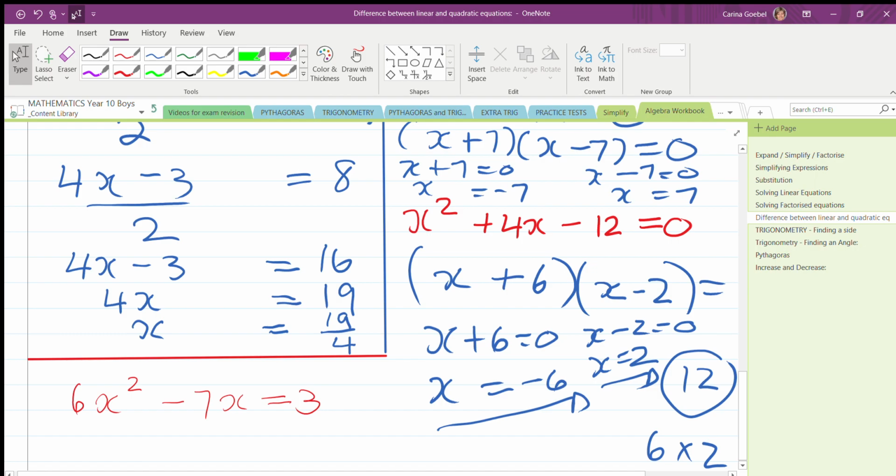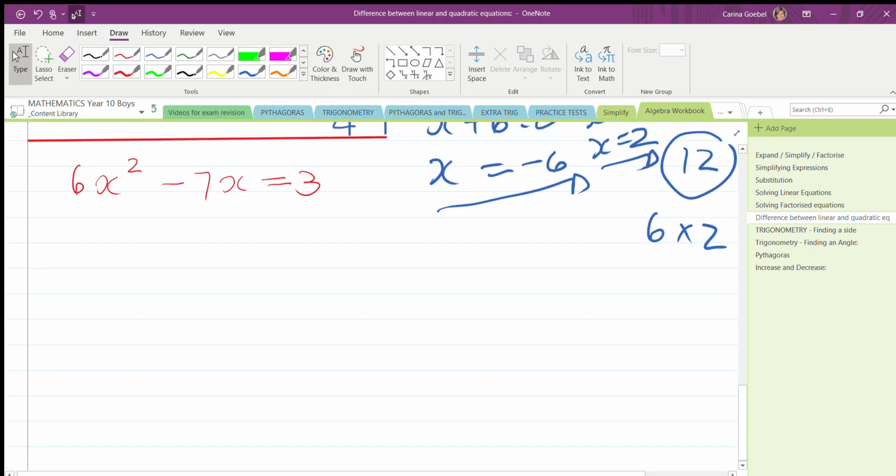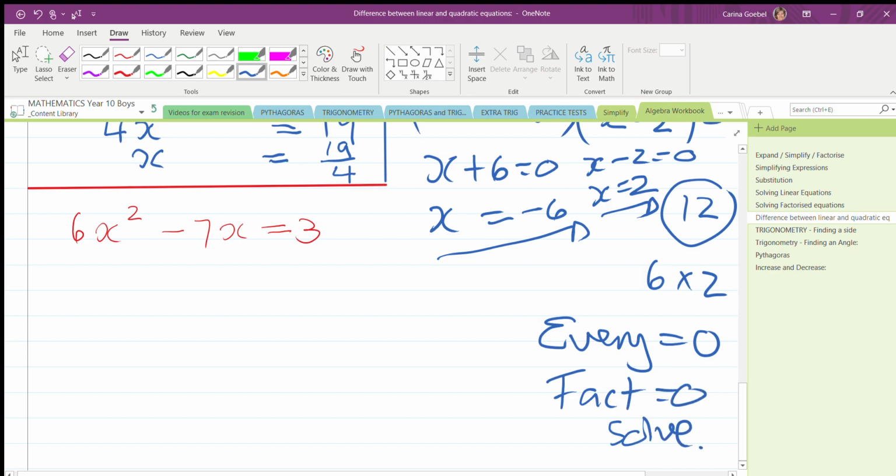Just finally, let's look at this one. You have got 6x squared minus 7x equal 3. So we said that everything must be on one side equal to 0. Then we need to factorize it, and then we can solve it. Okay, so let's have a look. First of all, can you see this 3 needs to be brought across? So we're going to go 6x squared minus 7x minus 3 equals 0.